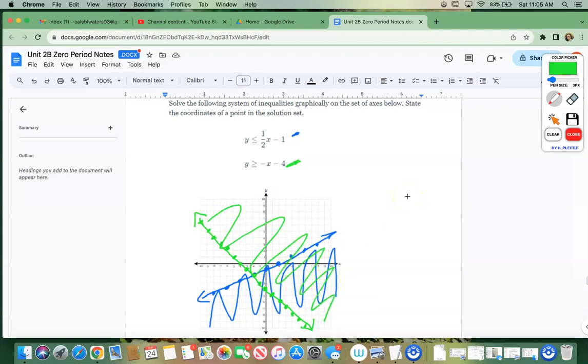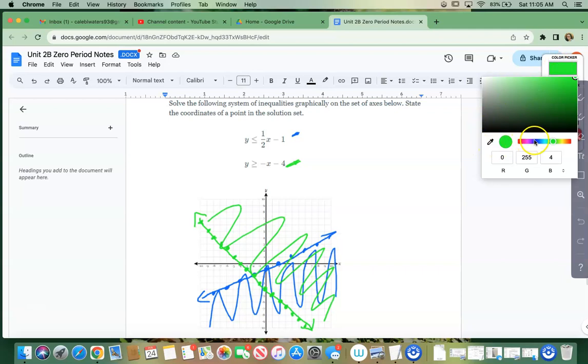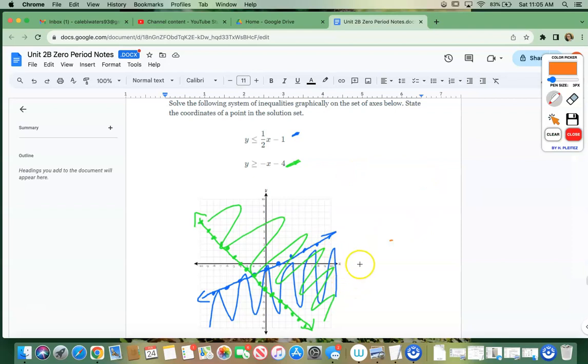Now, you might be like, Mr. Waters, this looks ridiculous. You have all kinds of random lines everywhere. And you're kind of right. Okay, we need to circle an area that has both of them. So I'm going to circle it in orange. Notice that this area right in here, okay, is actually the area that has both shaded in green and blue. And so that's our real solution set, right?